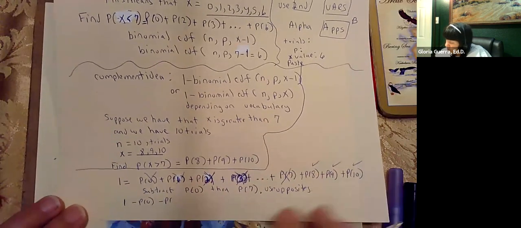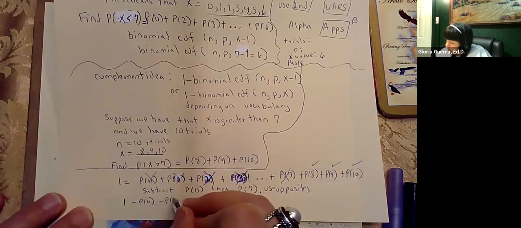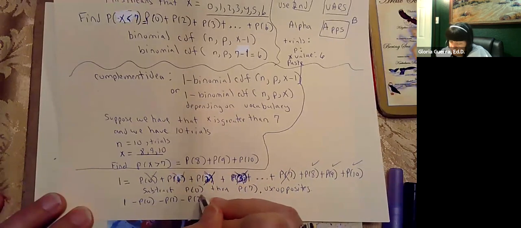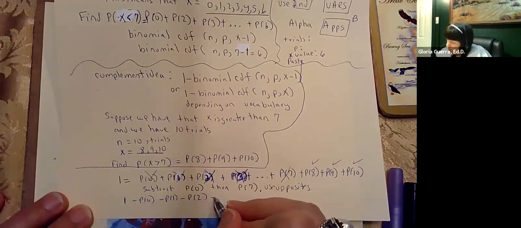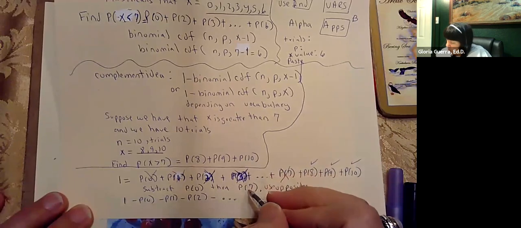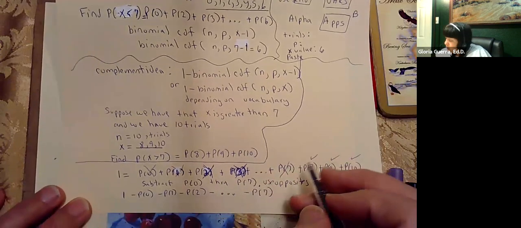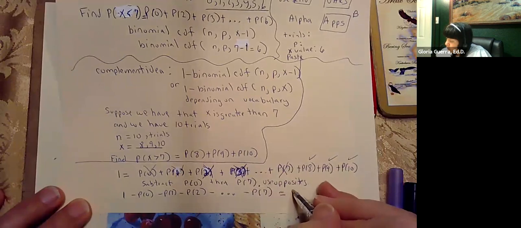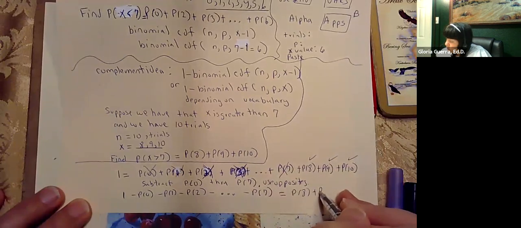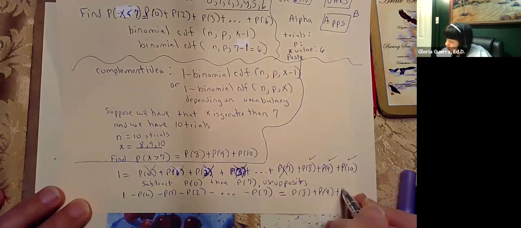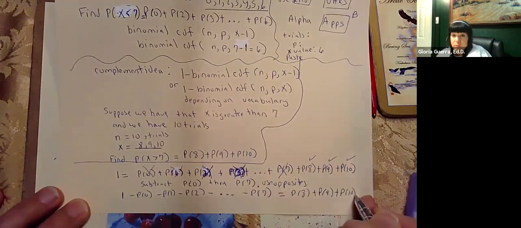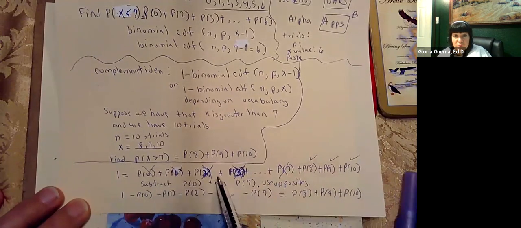So we're subtracting p of 0, p of 1, p of 2, all the way down to p of 7. And that's going to leave you with p of 8 plus p of 9 plus p of 10. So you're taking all these out, subtracting them, and they don't disappear. They come over here across the equal sign.